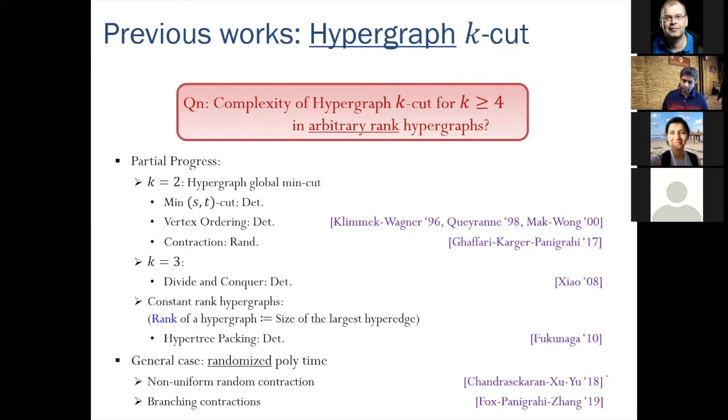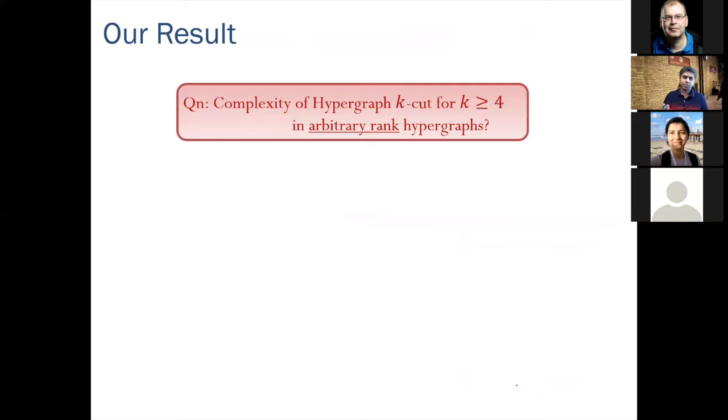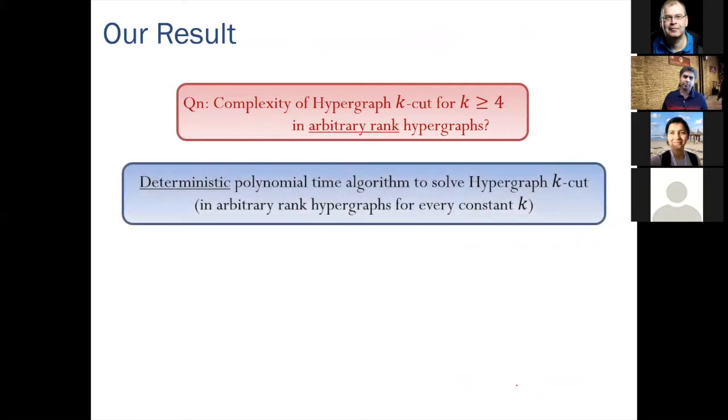Nevertheless, both our algorithms are based on the random contraction approach, which does not extend to submodular k partition. And moreover, both are randomized algorithms. When we talk about the complexity of an optimization problem, we want to bring it into the complexity class P, so we would like deterministic polynomial time algorithms. So that brings us to the main result of this work. We give a deterministic polynomial time algorithm to solve hypergraph k cut in arbitrary rank hypergraphs for every constant k.